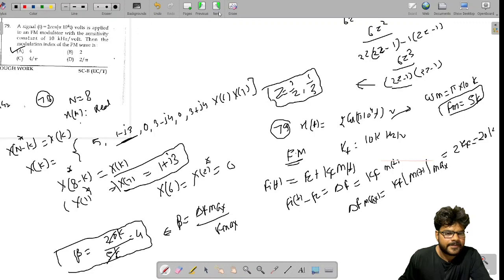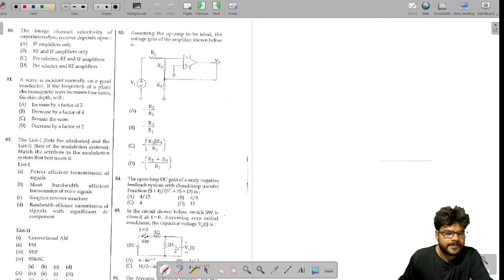So let's go to the next question. Question is 80. This is a theoretical question from communication system, super heterodyne receiver topic. The question is the image channel selectivity of super heterodyne receiver depends upon. So we know in super heterodyne receiver we have a pre-selector, then we have RF amplifier block, and we have IF amplifier.